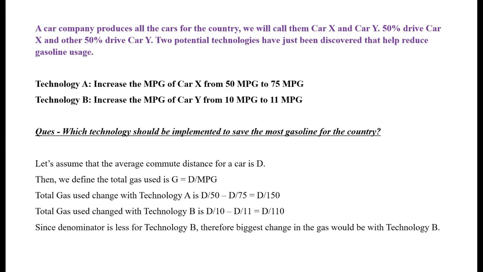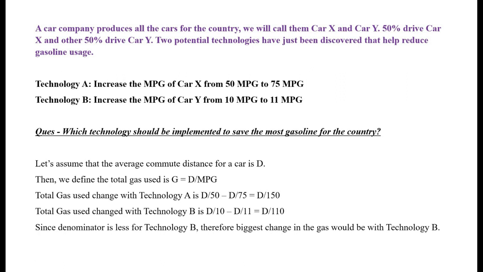Now the question is which technology a company should use to save the most gasoline for the country. In order to solve this problem, first of all let's define the distance. So let's say we are putting a constant distance for both the technologies. Let's say the distance for the car is D. So we will see which technology saves the most gasoline over distance D. Both the cars will drive the same distance D. Now we are defining the total gas usage, like how much gas has been used. That will be calculated as total distance covered divided by the miles per gallon. This way we'll come to know how much gas has been used in commuting a distance D.